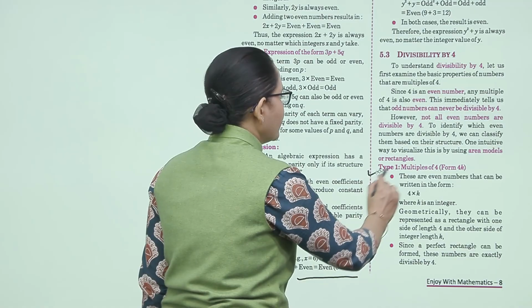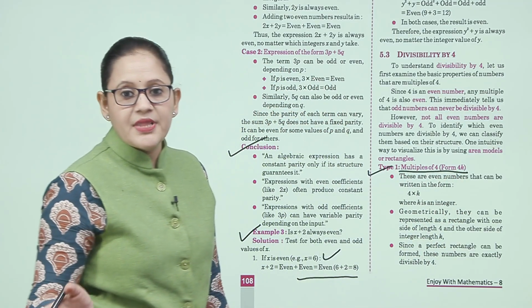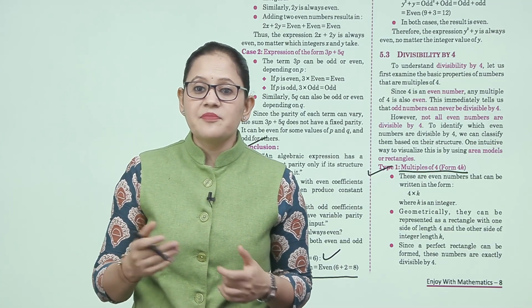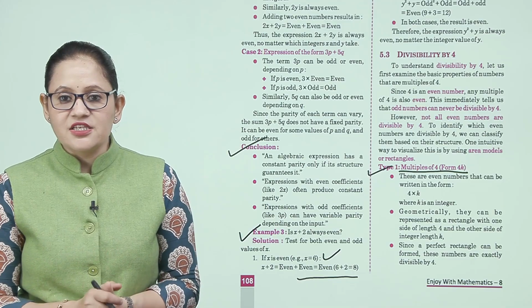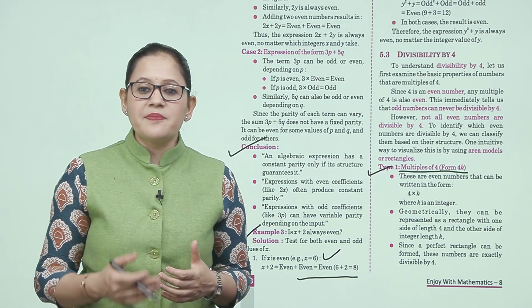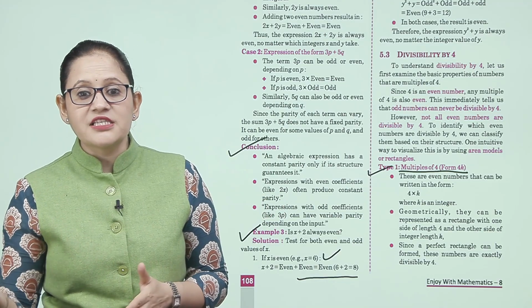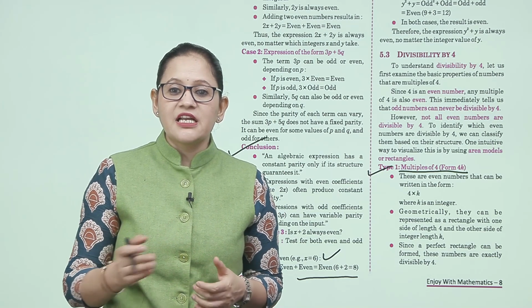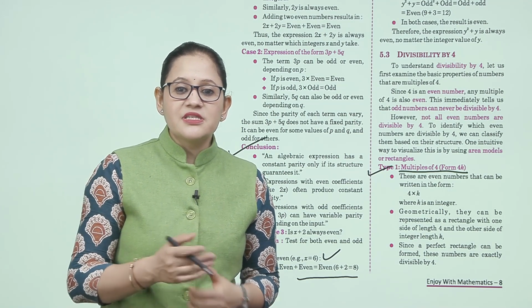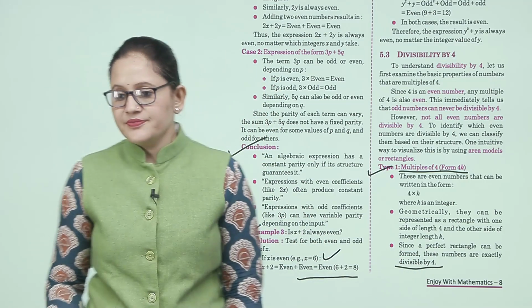Now, type 1, multiples of 4, form 4k. These are the even numbers that can be written in the form of 4 into k, where k is an integer. Geometrically, they can be represented as a rectangle with one side of length 4, and the other side of integer length k. Since a perfect rectangle can be formed, these numbers are exactly divisible by 4.